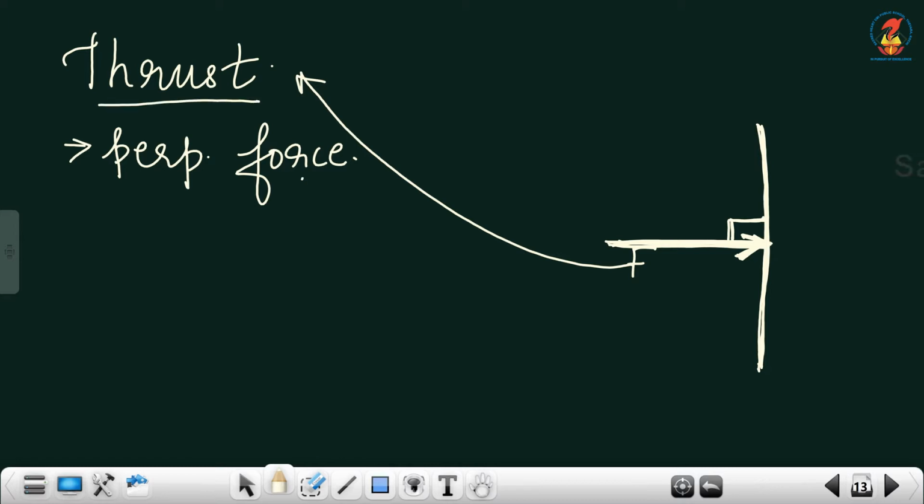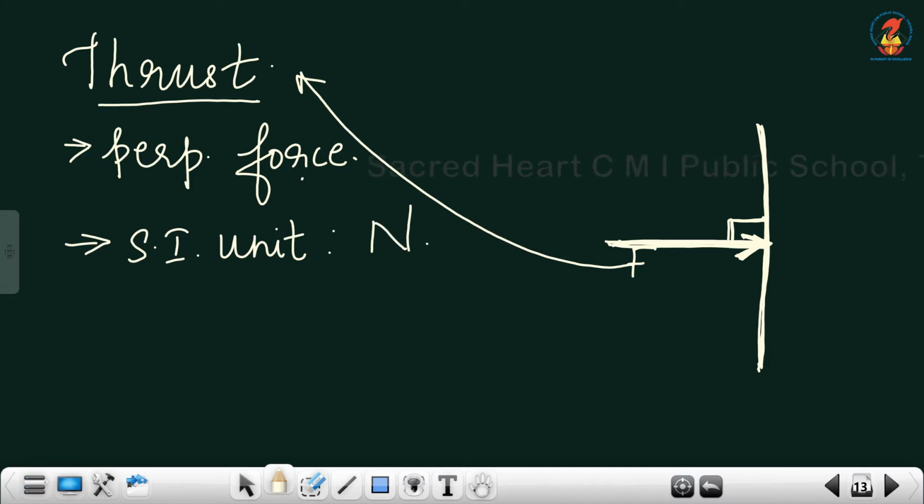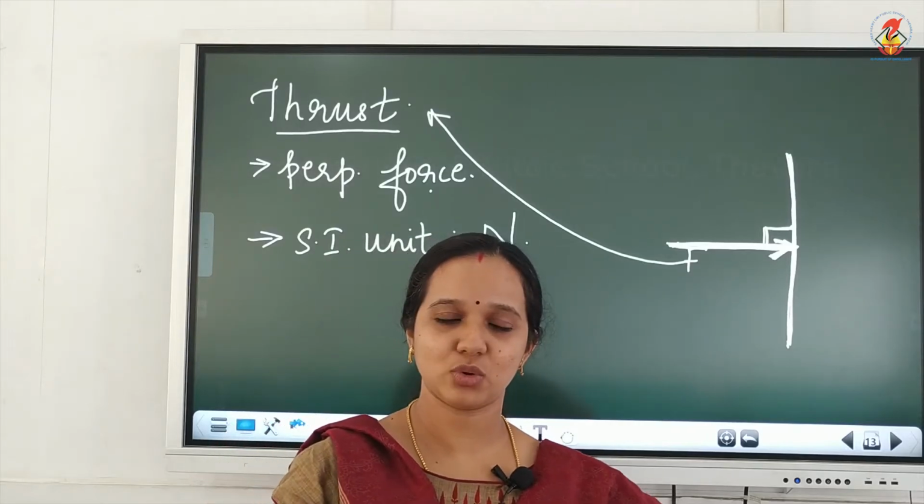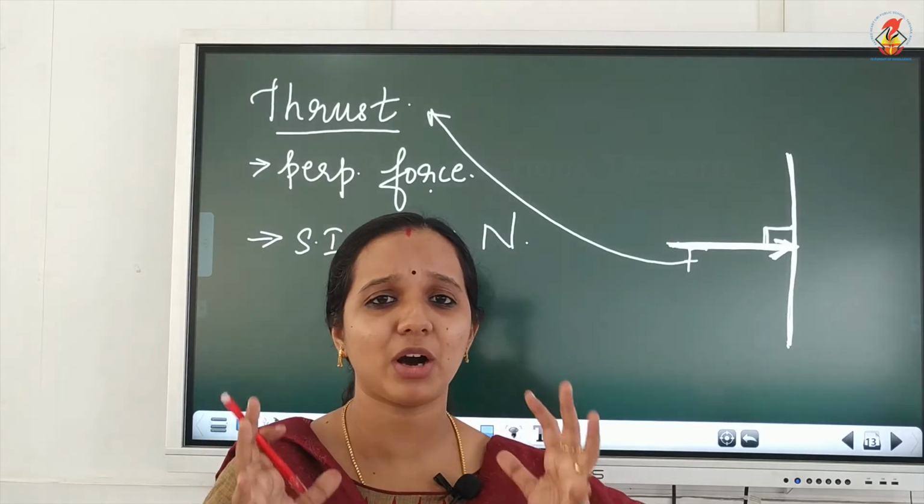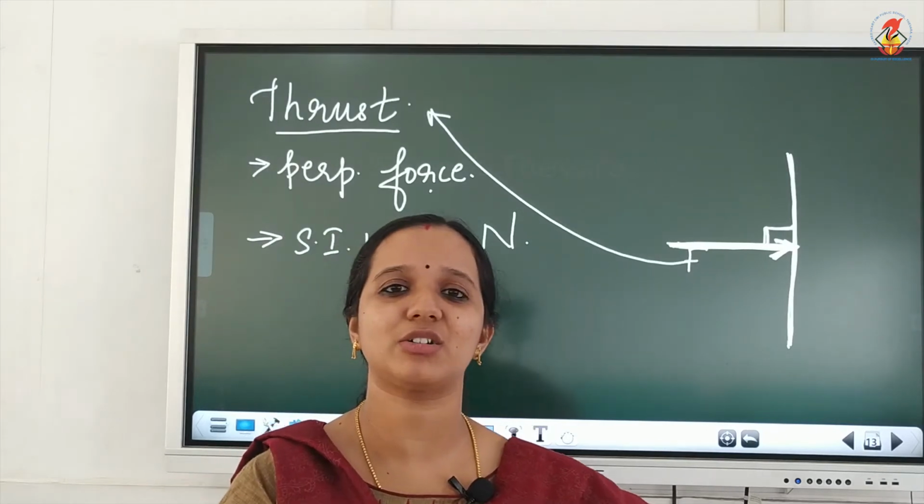Since thrust is the same as force, the SI unit of thrust will be the SI unit of force, that is Newton, represented by the letter N. So thrust is a perpendicular force acting onto a surface.